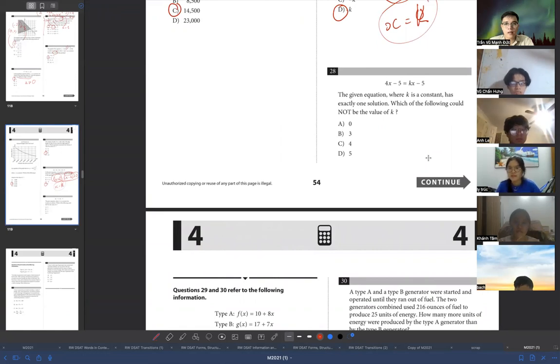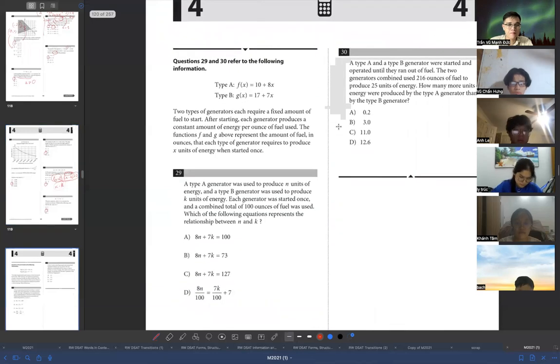28. C. C is very simple. Next is 29. 29B. Let's see. Generator started, one combined total 100 ounces. How did you do this? I calculate the total of FX and GX. You just take the total of fx and gx. Oh, okay. 8 generated in type B and equals to 100. Right, you just plug them in.